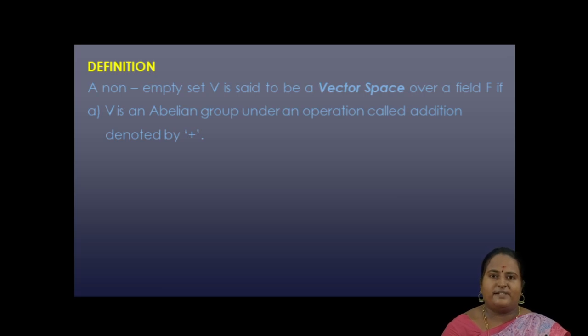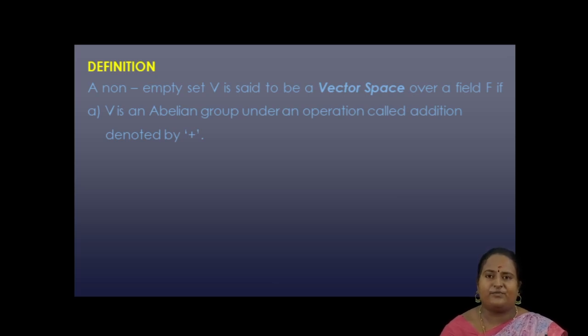For that, first we see the definition of the vector space. A non-empty set V is said to be a vector space over a field F if it satisfies two conditions. The first condition is V is an abelian group under an operation called addition, the normal addition which we denote by plus. For V to be an abelian group, it should satisfy 5 conditions: the closure property, the associative property, the identity element, the inverse property, and then the commutative property.